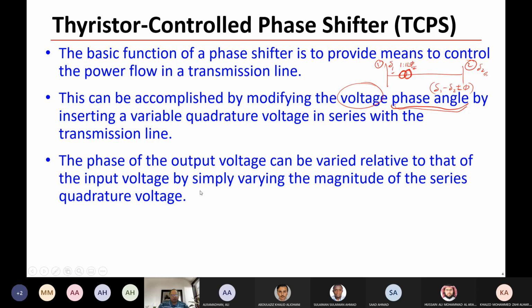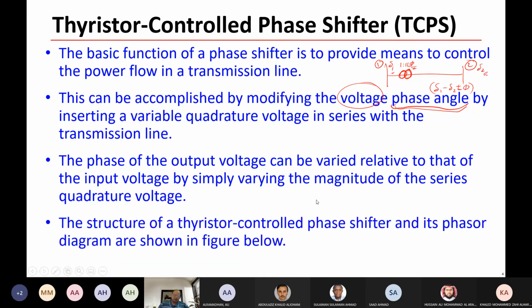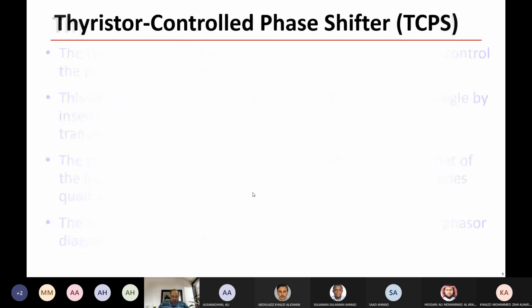So the phase of the output voltage can be varied relative to that of the input voltage by simply varying the magnitude of the series quadrature voltage. And here, I don't know whether we have, yes, we have the structure or the phasor diagram in the next slide. So we'll discuss it in detail. The structure of a thyristor controlled phase shifter and its phasor diagram are shown below.